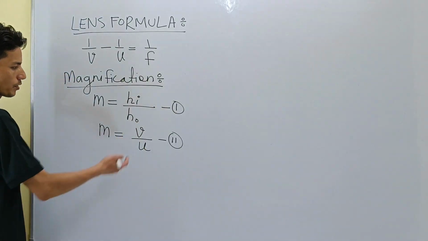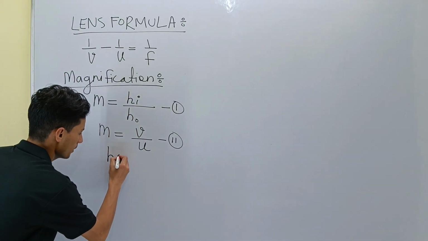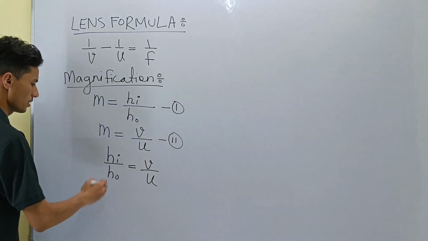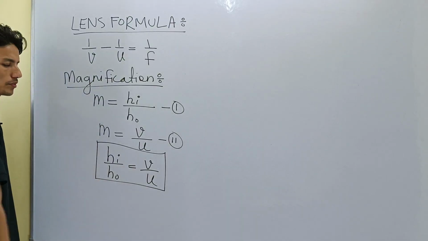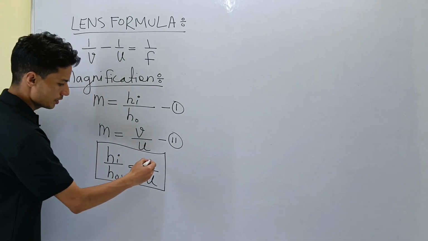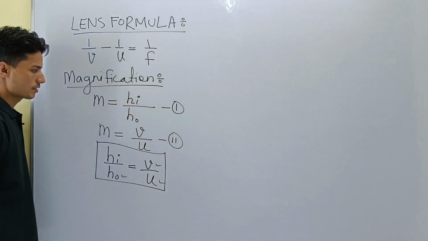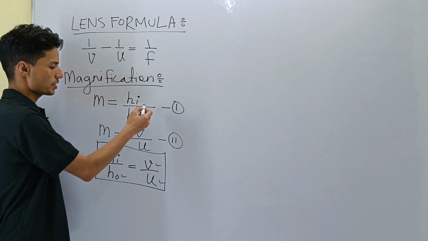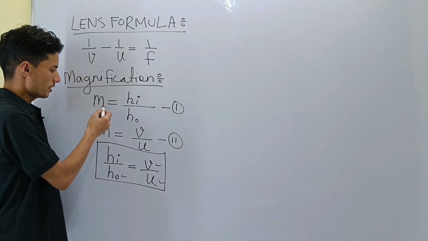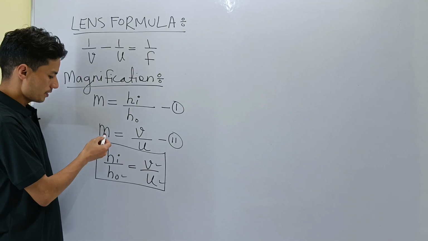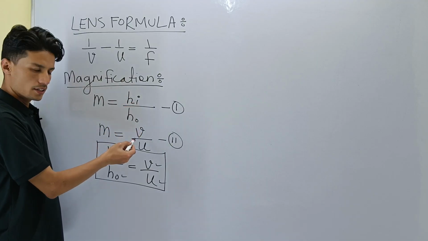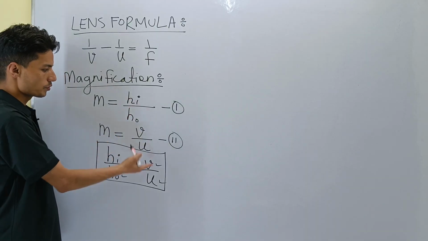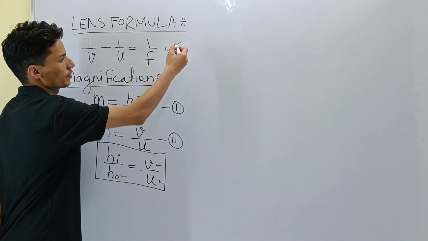Now comparing equation 1 and equation 2, you get HI divided by HO is equal to V by U. This is the formula to find the height of the image, provided the height of the object is given to you along with the image distance and the object distance. For any question where you want to find the magnification, if you have the height of the image and the height of the object, put the values and divide. Even if you don't have the heights, if you have already found the image distance and object distance, that itself can give you the magnification. So all you have to do is remember these formulas. This is very important for numericals.